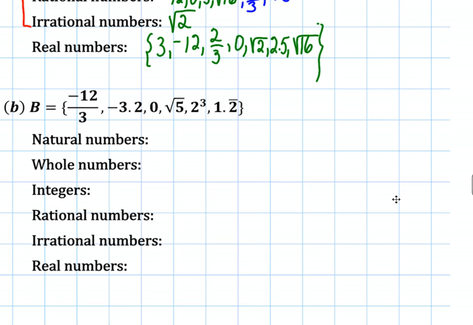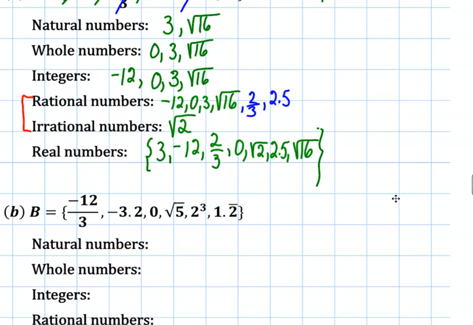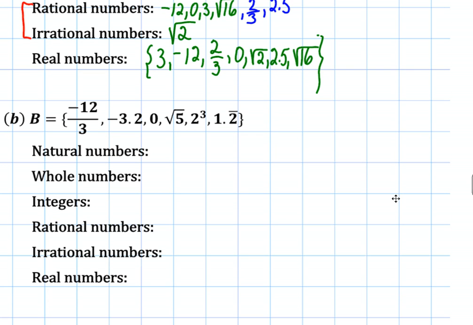Let's look at another example. First thing, we analyze. So what is negative 12 over 3? That's a negative 4. And we have 2 to the third power, 8. Okay, so we want to now look at natural numbers. 8 is a natural number. It's a counting number. So that's the only one that we have.